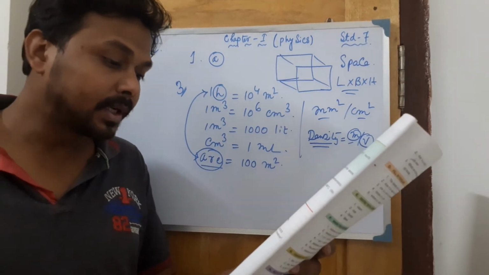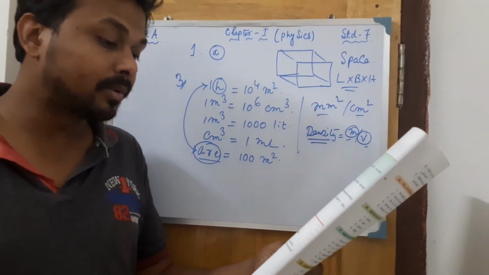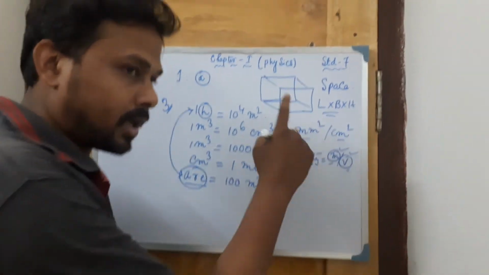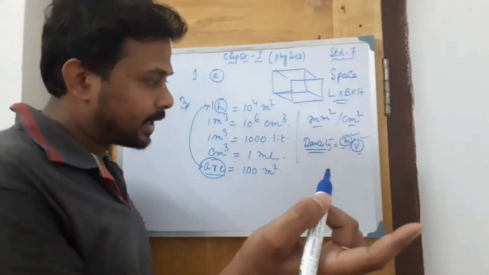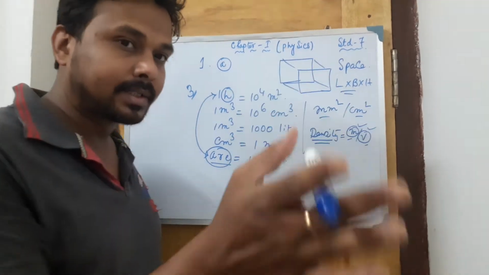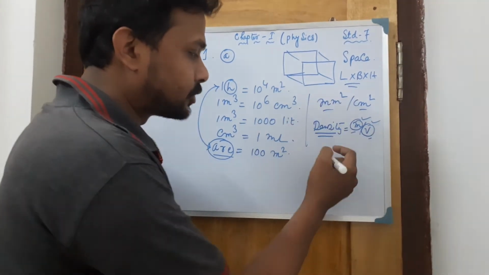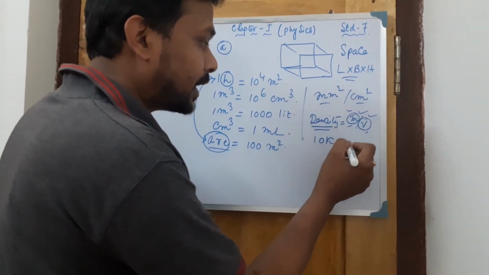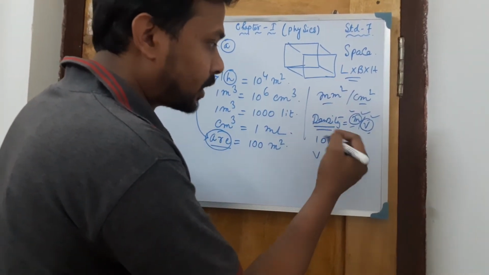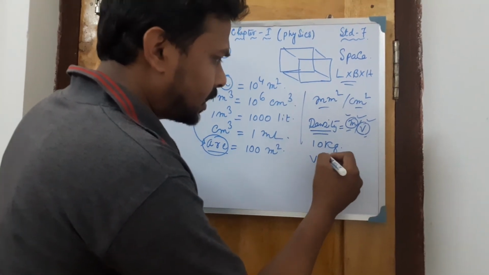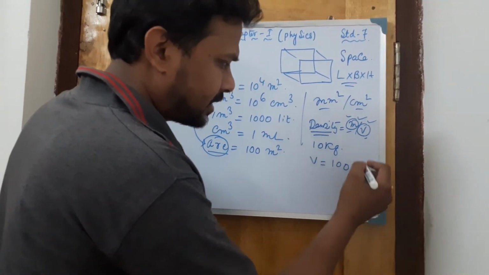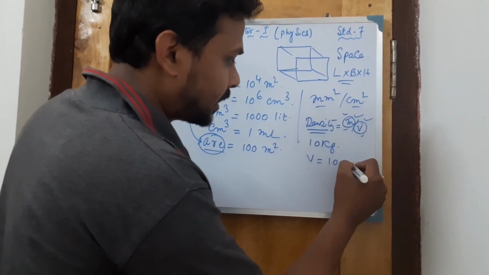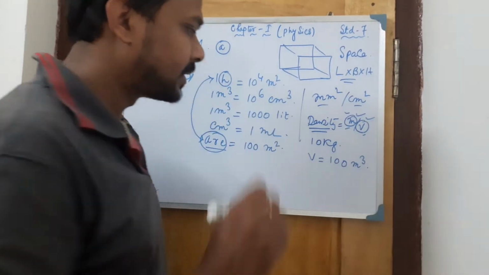Clear? Next one, how do you find the density of a regular body? By calculating these two things. The density of an irregular body you will calculate in class 8 standard; here only this one is given. Suppose the mass of the body is 10 kilogram and the volume of the body is 100, in SI system, so that is in meter cube.